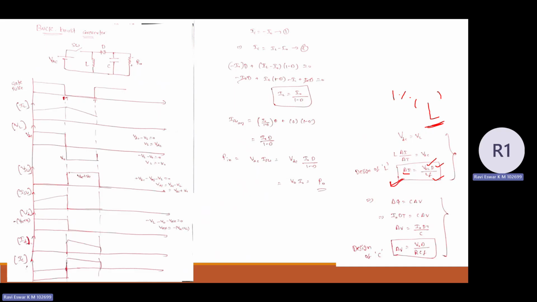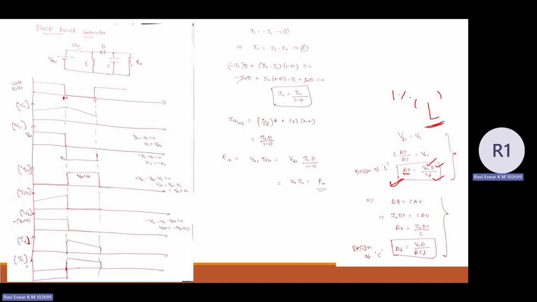If you observe, the boost converter del I and the buck boost converter del I both remain the same. For the boost converter we wrote del I equal to VDC D by LF. Similarly for the buck boost converter also, del I equal to VDC D by LF. So for boost converter and buck boost converter, the del I equation remains the same, and the design of L equation remains the same. Now let us see the capacitor.